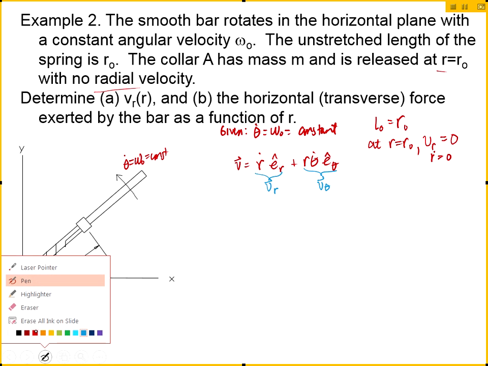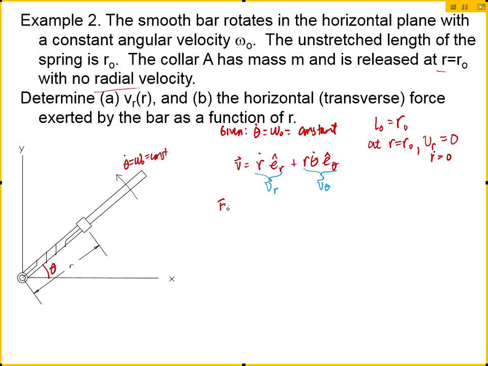So when we're asked to find, letter A, the radial velocity as a function of position, and letter B, the horizontal transverse force exerted by the bar as a function of r. We're going to call that force transverse, in the theta direction, as a function of r as well. Did I interpret the problem correctly so far?